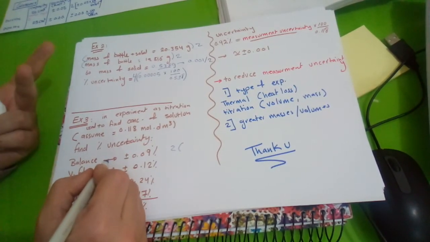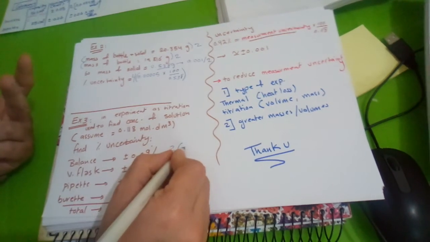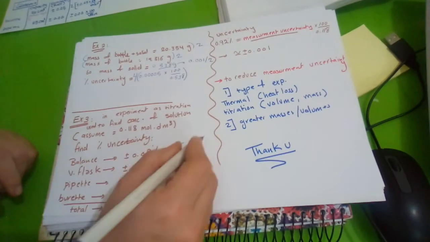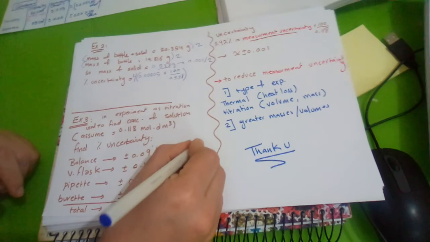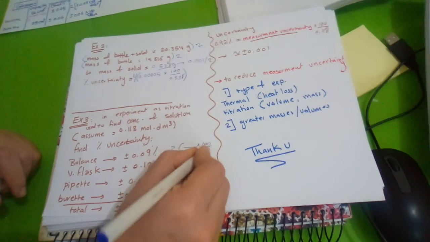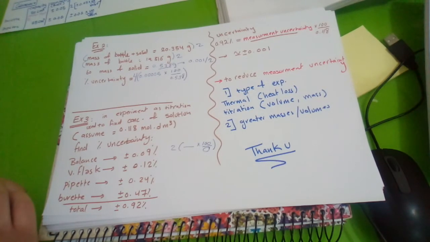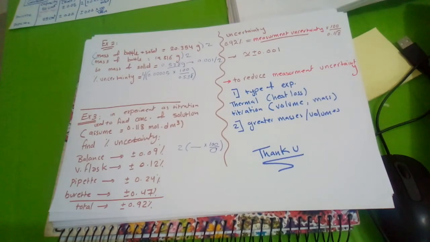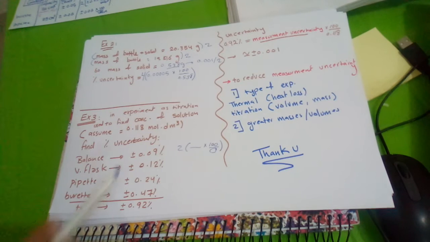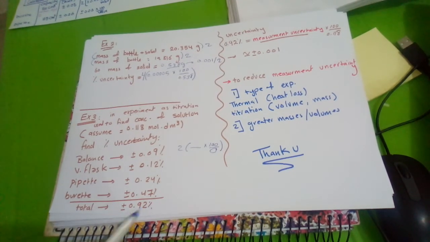How many decimal places do we have? Divided by 2. This is the measurement uncertainty. And we multiply it by 100 over what? The recorded value you use in order to measure the mass. So for each tool you will calculate the percentage uncertainty. After that, you sum up all of these values together, and you obtain the overall percentage uncertainty.